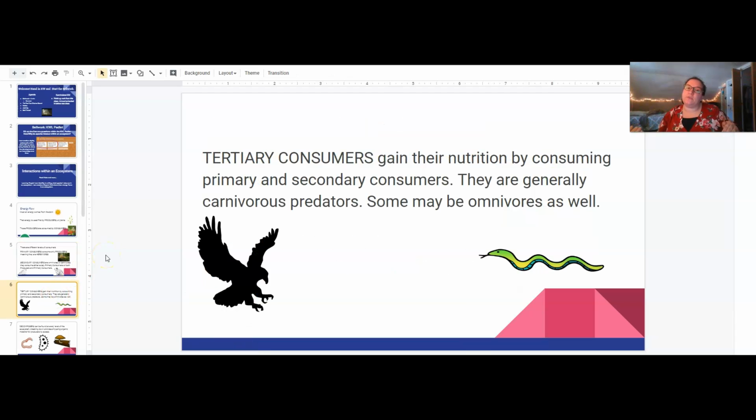And then tertiary consumers gain their nutrition by eating primary and secondary consumers. So they are generally carnivorous predators, but some might be omnivores as well. A hawk, for instance, is going to be eating squirrels and fish and a lot of primary and secondary consumers, but it also could pick up some berries off a bush. But generally tertiary consumers and even above those, quaternary consumers, are going to mainly be eating other animals.